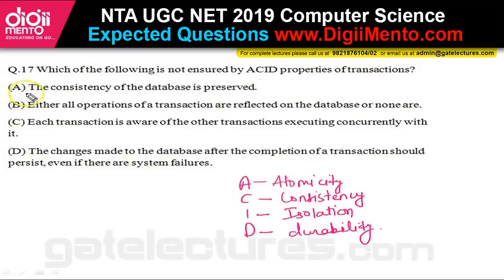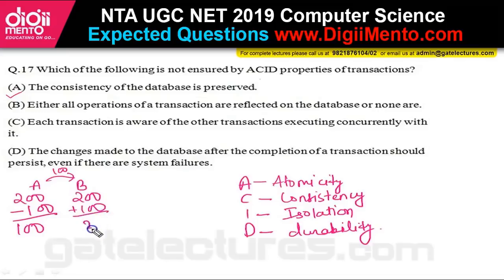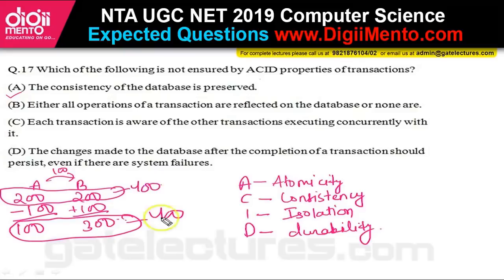Okay, so the first option says the consistency of the data is preserved. Yes, this is right. Consistency means, let's say I have transaction A and B, and A in the beginning has 200 rupees and B also. Let's say A wants to transfer 100 rupees to B. So here 100 will be deducted, and how much money will A have now? 100 rupees. And B will get 100 rupees, so it will have 300 by the end. So the total sum is 400, and earlier it was also 400. So this shows the consistency. So they are saying ACID properties ensure that the database consistency should be preserved. So option A is right here.